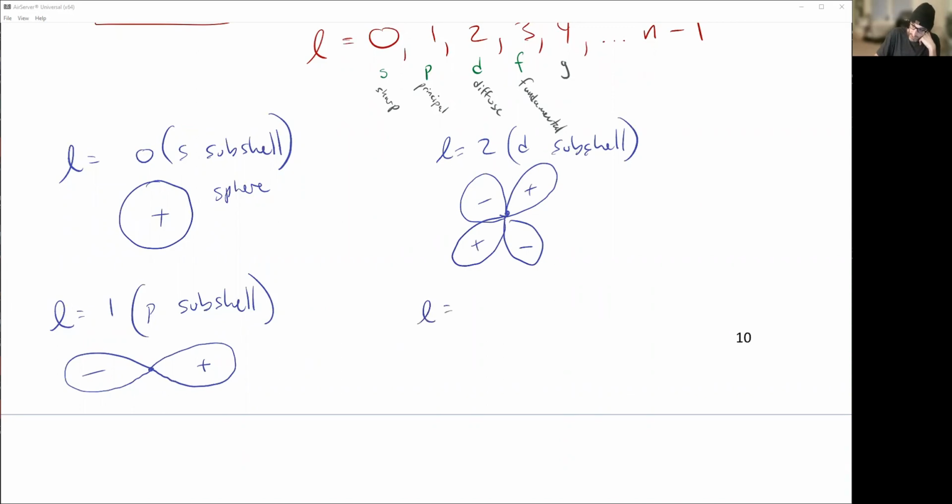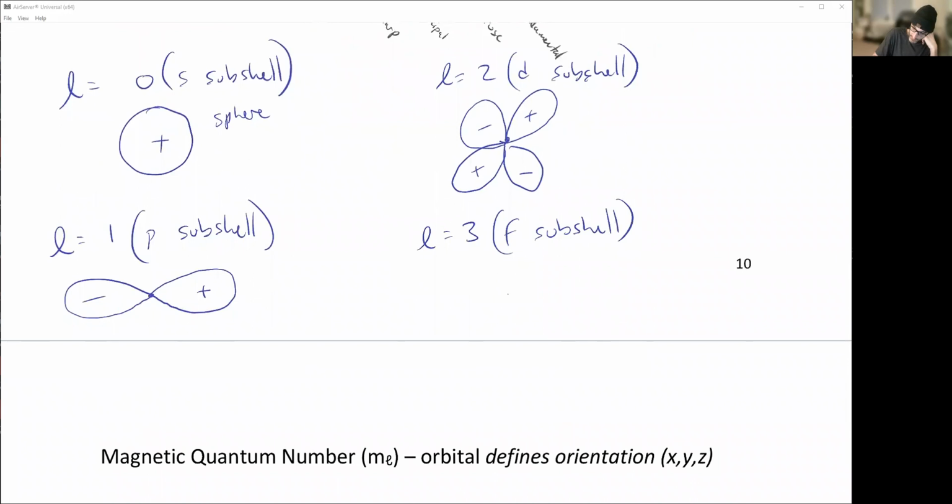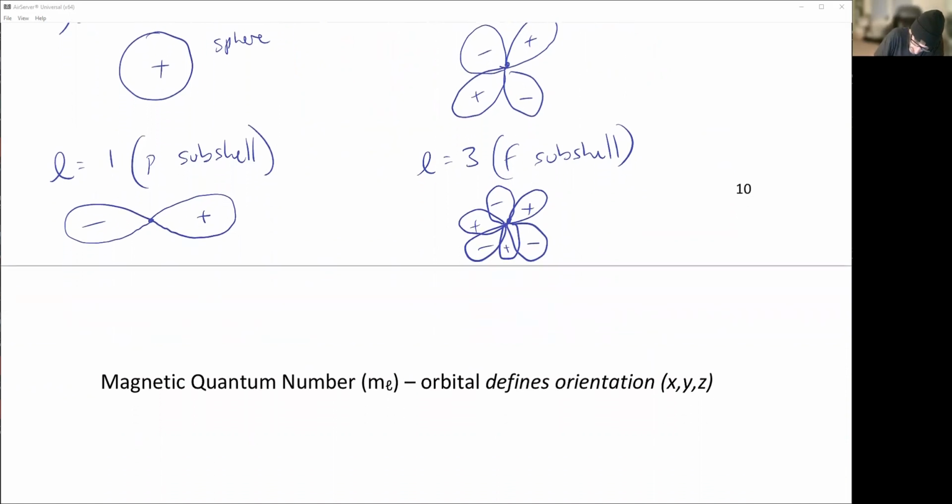And then finally, when L is equal to 3, we have the F subshell, and we don't spend a lot of time out here. It's going to generally have 6: 1, 2, 3, 4, 5, 6. Positive, negative, positive, negative, positive, negative. So yeah, these are the shapes that we're dealing with.